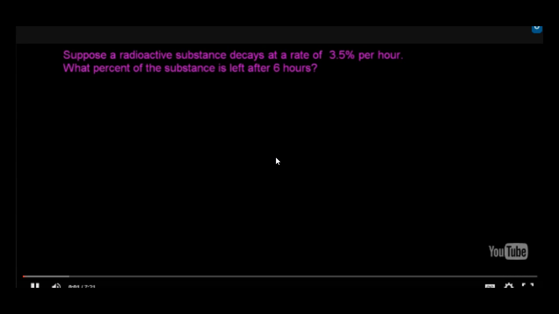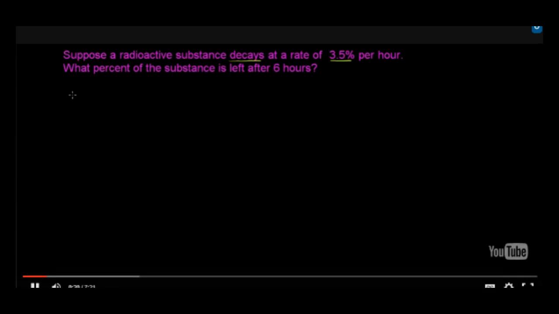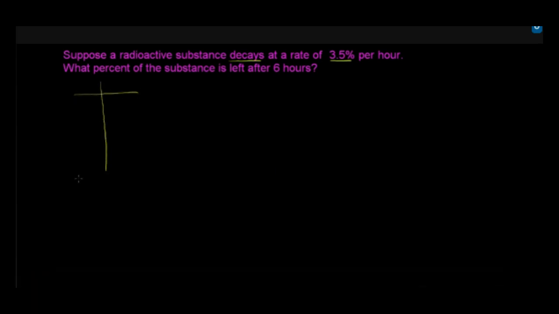Let's do a couple of word problems dealing with exponential growth and decay. So this first problem: suppose a radioactive substance decays at a rate of 3.5% per hour. What percent of the substance is left after 6 hours? So let's make a little table here to just imagine what's going on, and then we'll try to come up with a formula for, in general, how much is left after n hours. So let's say hours that have passed by and percentage left.